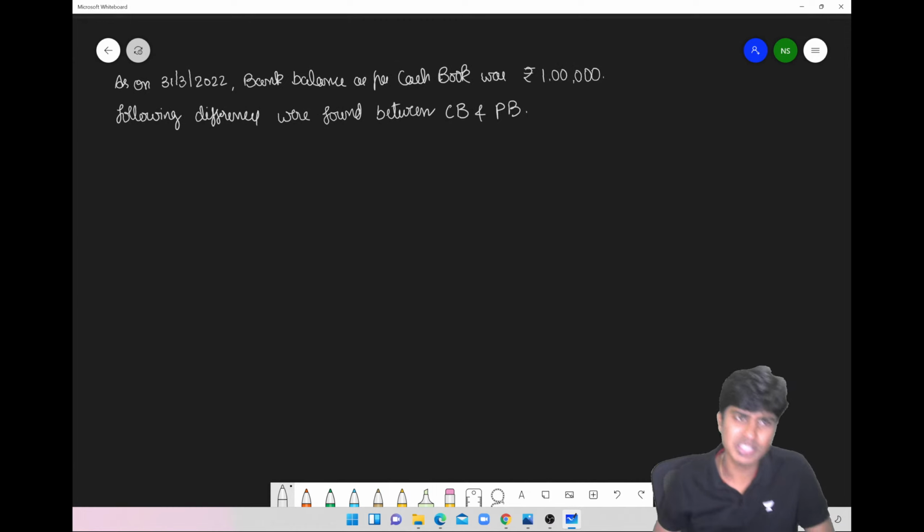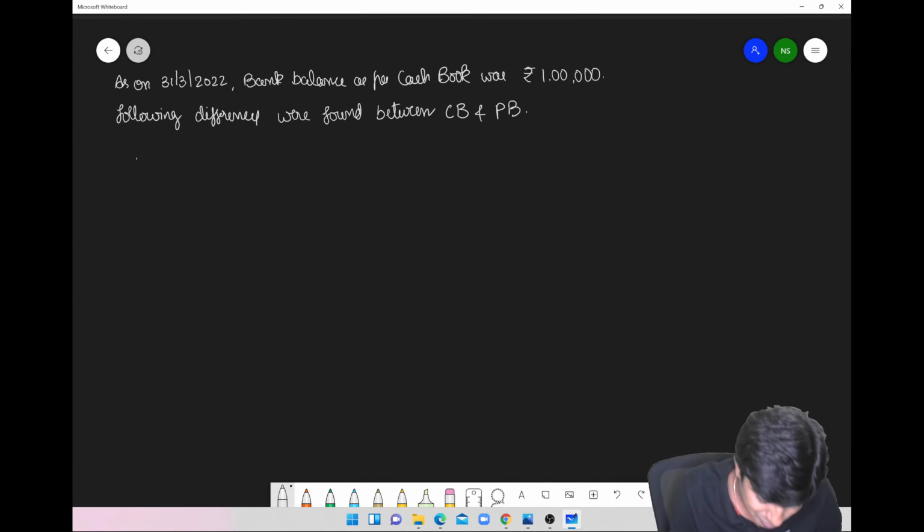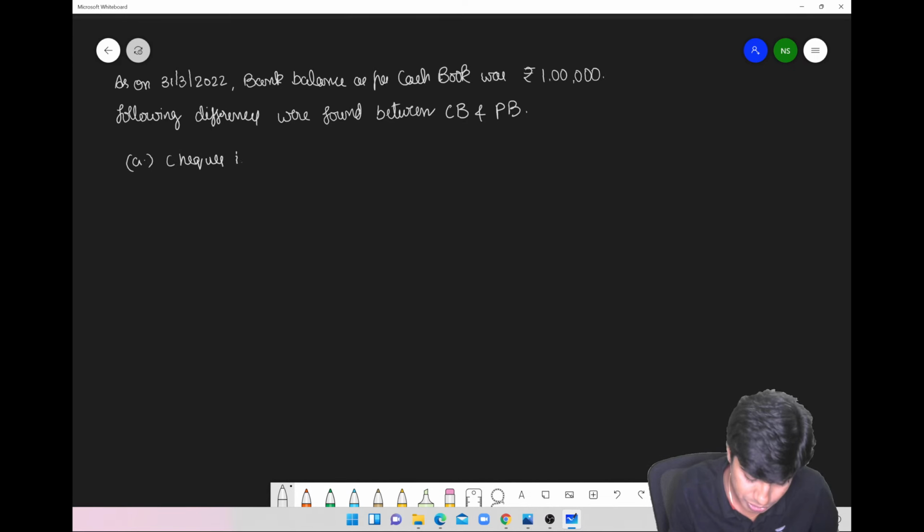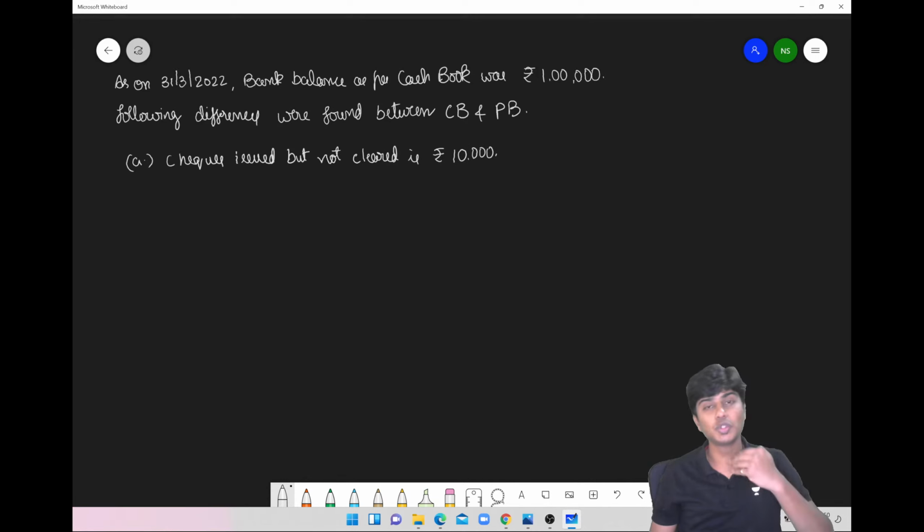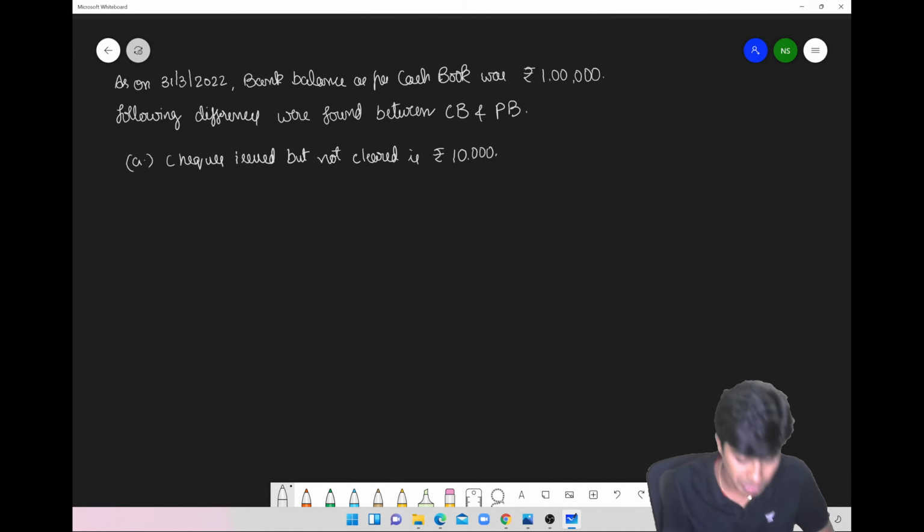So they'll give the differences and then the question will tell what is required. I'm making a customized question exclusively for you people. Let me tell: checks issued but not cleared is rupees 10,000. To the extent of 10,000 checks have been issued by us, but these checks have not yet been cleared.